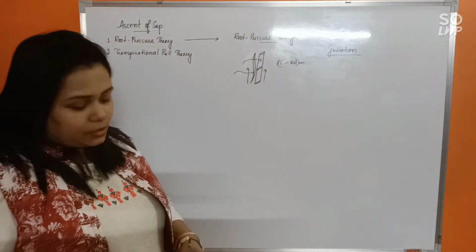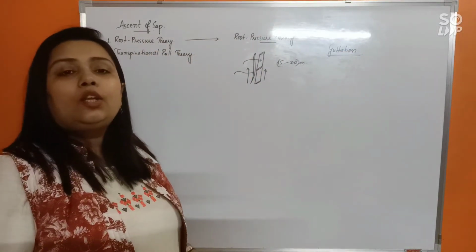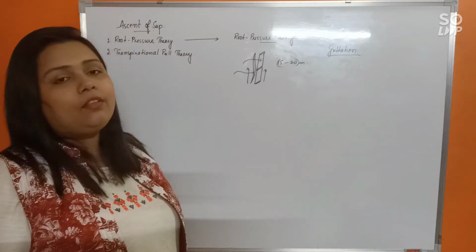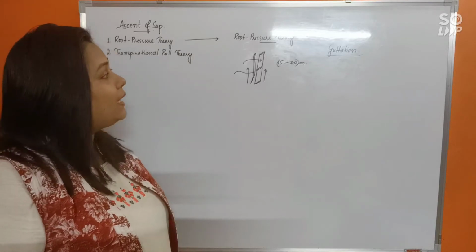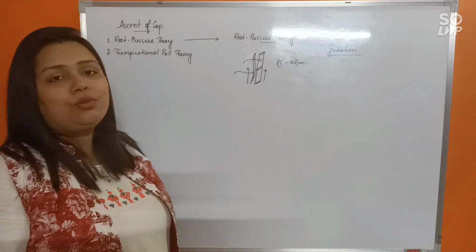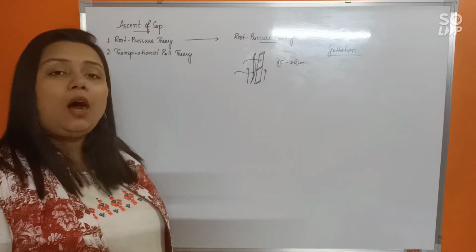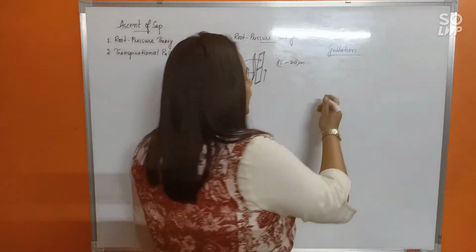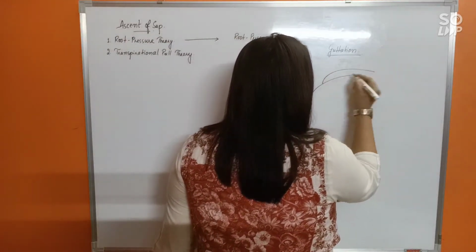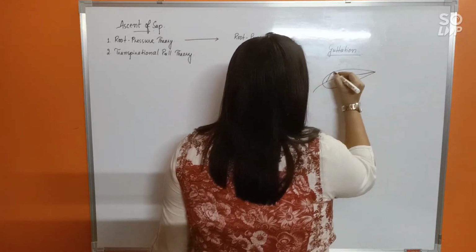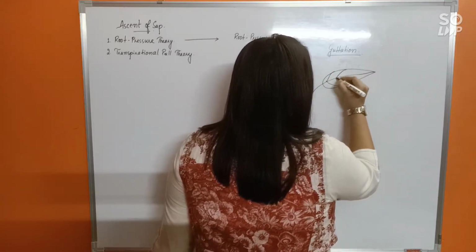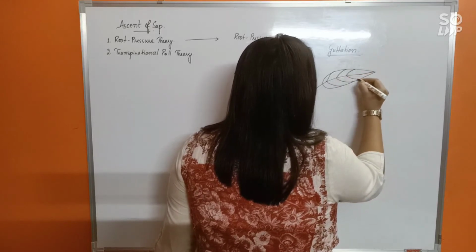What is guttation? The loss of water from the plant body in the form of water droplets is called guttation. Guttation occurs due to root pressure. For guttation to occur, the leaves must possess a special type of anatomy.